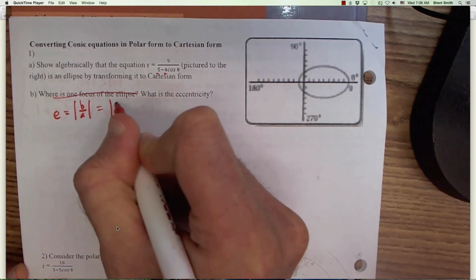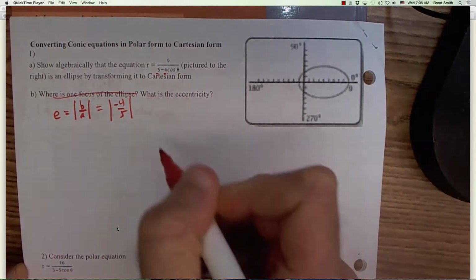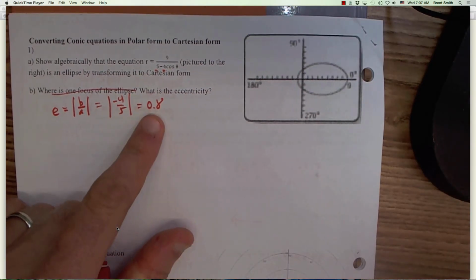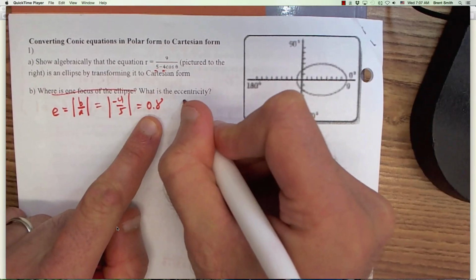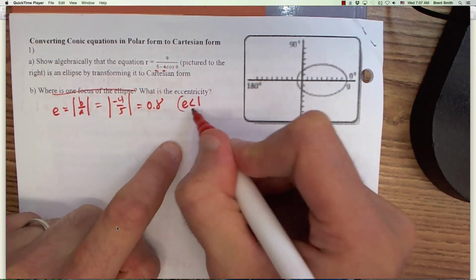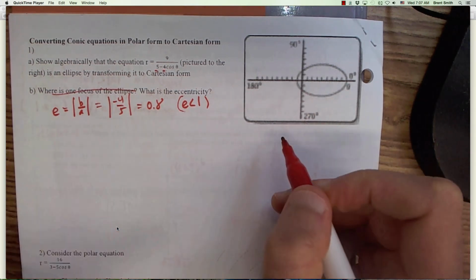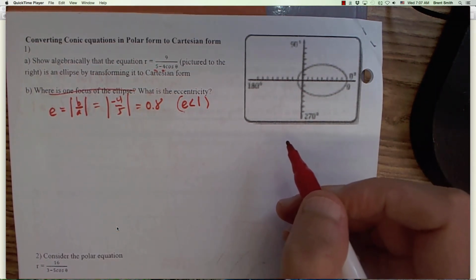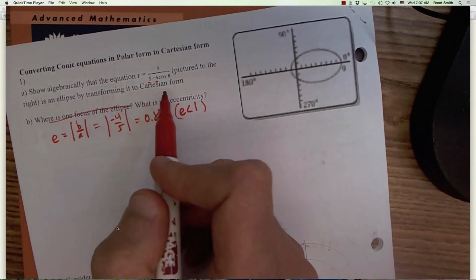So negative 4 over 5, so that's going to be 0.8. All right, and that fits because remember, eccentricity is less than 1. That's going to be an ellipse, right? Which it is. It's pictured right here. So now let's talk about how we can convert it to Cartesian form.